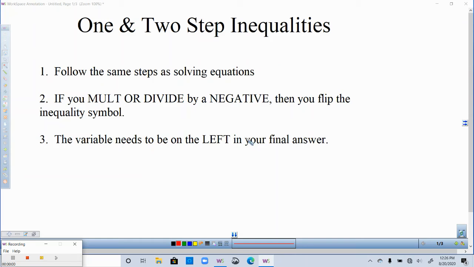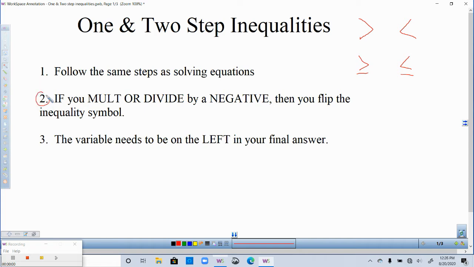Today we're going to be talking about one- and two-step inequalities. And inequalities are going to be a lot like equations. Inequalities, what we're talking about is the greater than or less than symbols, or greater than or equal to, or less than or equal to symbols. And so we're going to solve these exactly like we would equations, so we're still going to be following all those steps. However, we've got two new rules.